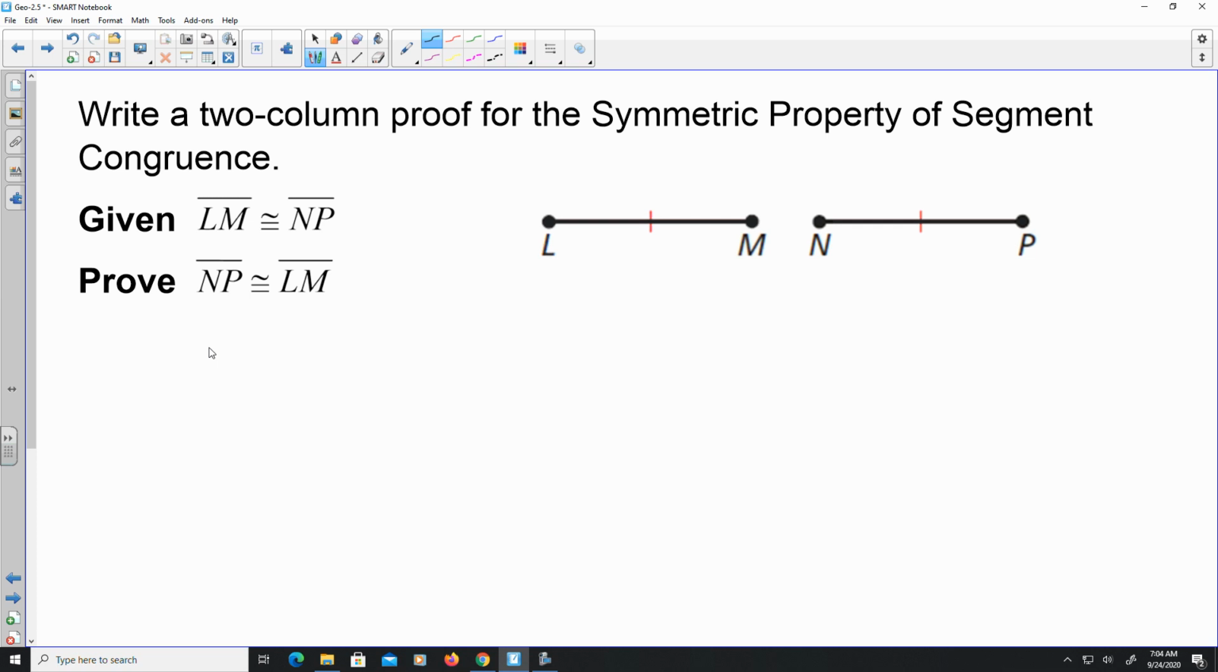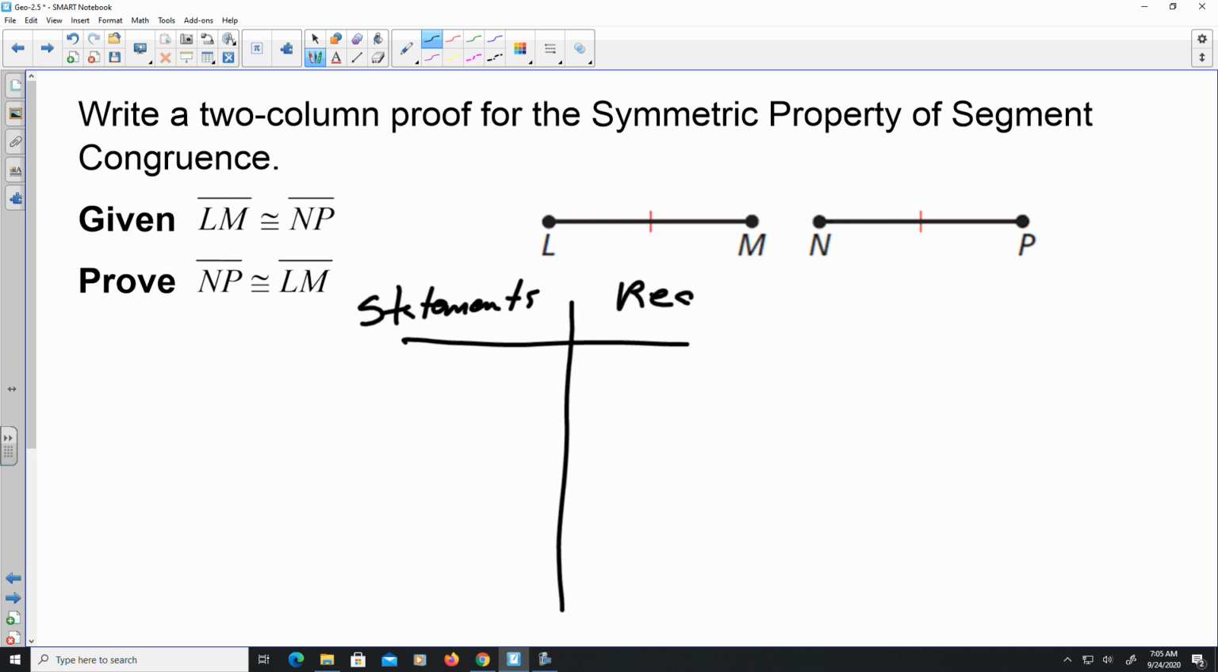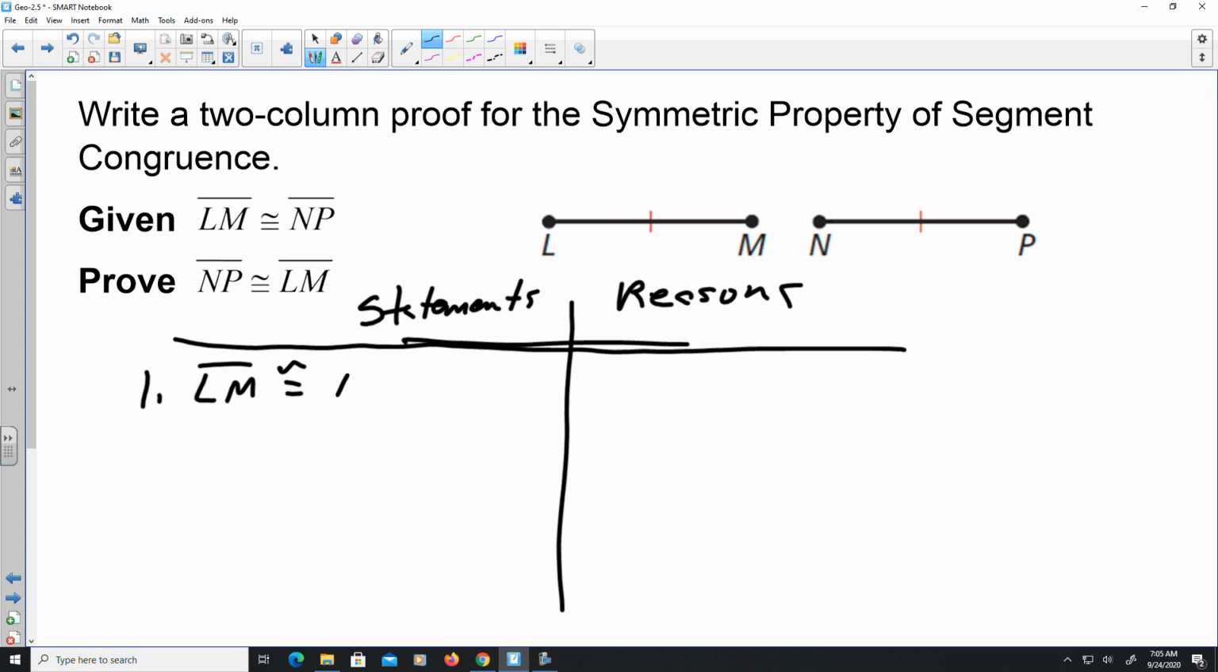So here we make our statements and our reasons. First we write what's given. LM is congruent to NP, and that's given.